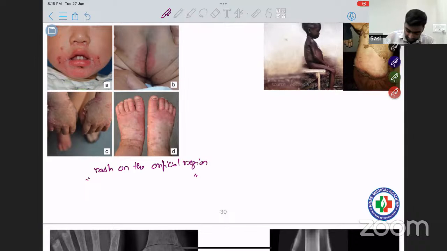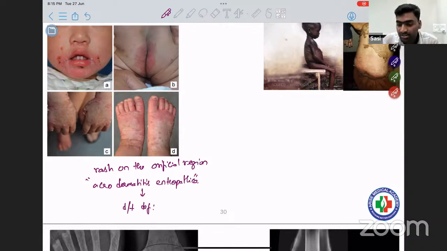Yeah, you will think of acrodermatitis enteropathica. And this acrodermatitis enteropathica occurs due to deficiency of which mineral? Yeah, you are getting it correct. It occurs due to deficiency of zinc.